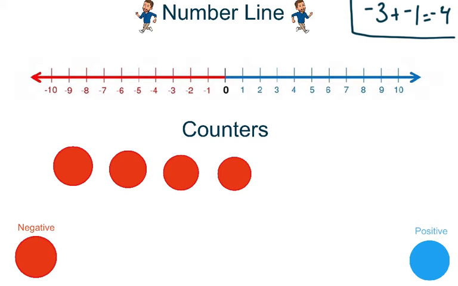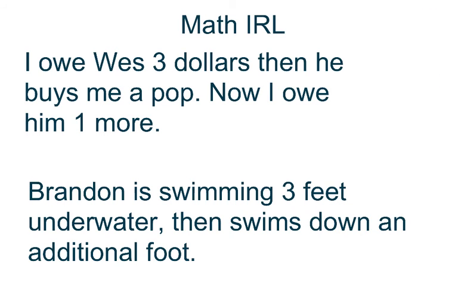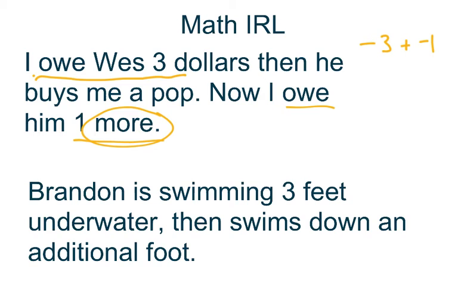So in real life, this example could be modeled like this. I owe Wes $3, then he buys me a pop, so now I owe him 1 more. So think about it like this. When we were looking at vocab words in math, 1 more would mean add. But since it's I owe him 3, that's a negative 3, and then I owe him 1 more, that's adding a negative 1 to my debt. This next problem says Brandon is swimming 3 feet underwater, so already he's at negative 3. Then he swims down an additional, that means add. But if I'm swimming down, that means I'm going to the negative. So I'm swimming down an additional 1 foot. So these are both ways to model negative 3 plus negative 1.